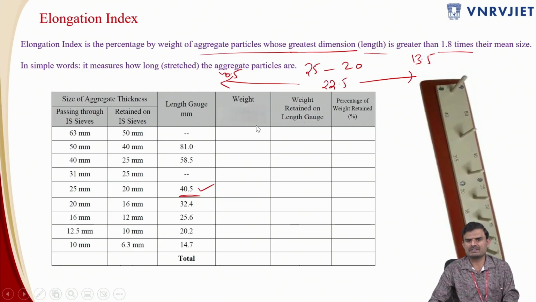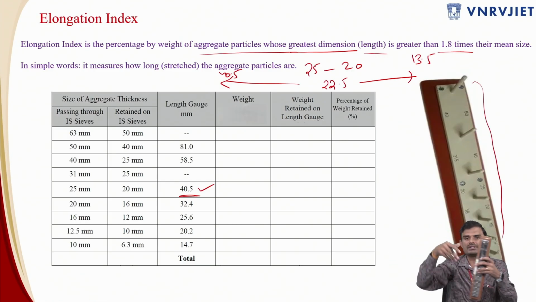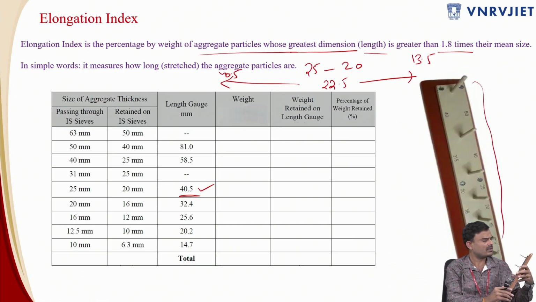So the length gauge has been provided over here. For conducting the elongation index, I have the length gauge with me. Again the same thing: you have the size ranges 50 to 40, followed by 40 to 31.5, and 25 to 20. Now I'll explain the aggregate particles which I took previously. This aggregate particle is flaky, which we tested in the thickness gauge, and it passed through the thickness gauge of 25 to 20 mm. It means this is treated as a flaky particle.